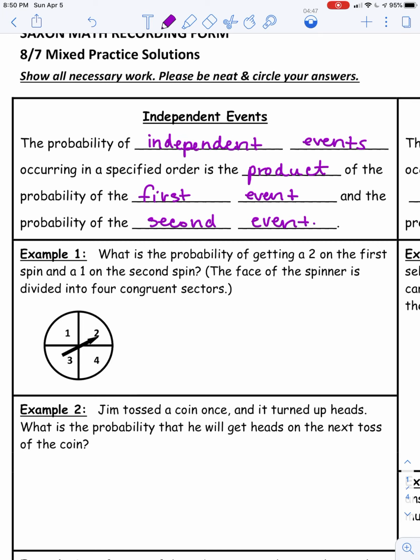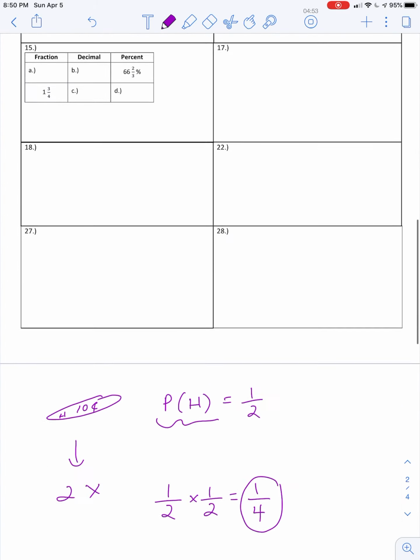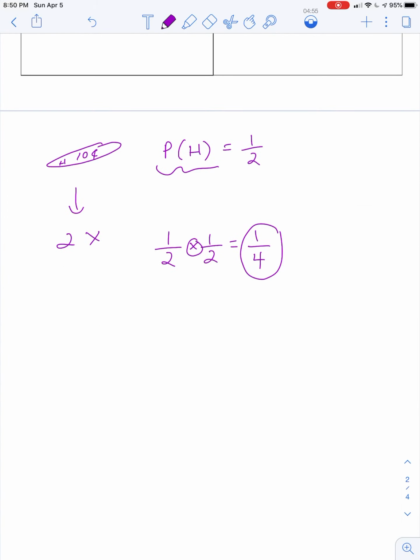Notice the words in here. Product means multiply, right? Okay, so that's what I did down here. I multiplied my 2 events. This was the first toss, and this was the second toss. There are two events, we call those. When I threw the coin up once, that's my first event. When I threw it up the second time, that's my second event. And according to what an independent event is, we multiply the first event times the second event.